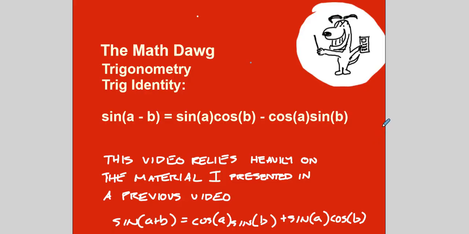This is a trigonometry video. Specifically, I'm going to derive the trig identity: sine of the difference of two angles, or the sine of a minus b, is the sine of a times cosine of b minus cosine of a times sine b.